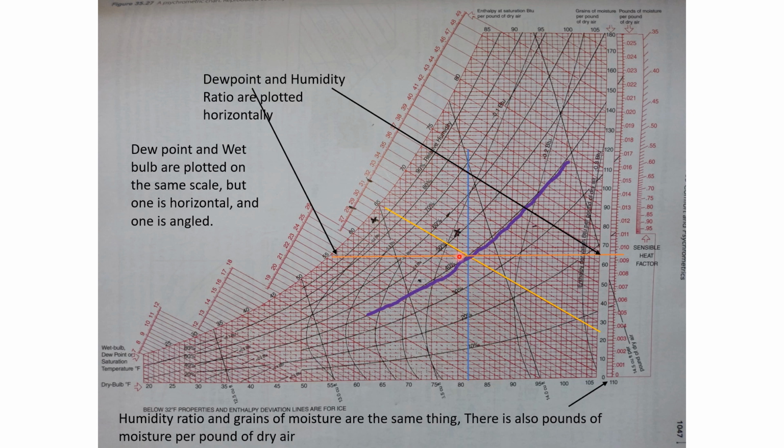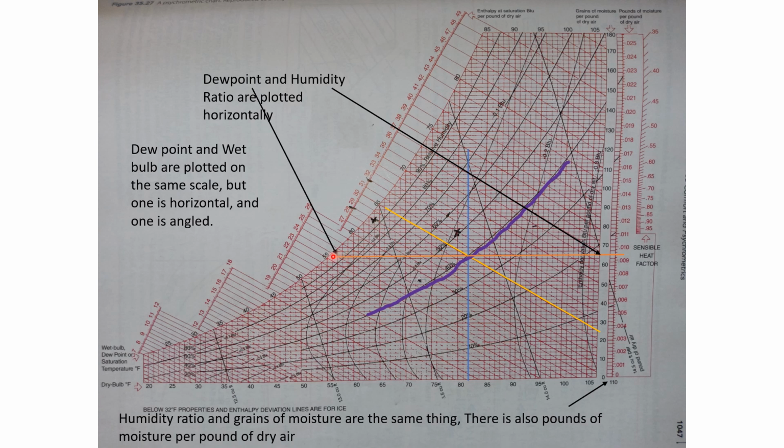So dew point and humidity ratio, okay, are plotted horizontally. So we go from where these two meet. You don't have to plot the relative humidity to know that, because you've already got wet bulb and dry bulb. Or sometimes they'll give you relative humidity and wet bulb, or any two. They can give you any two options, all right, any two parameters. You plot them, and then you can get everything else from there. It's really pretty simple.